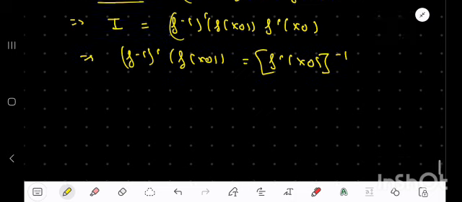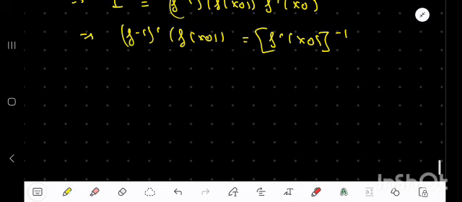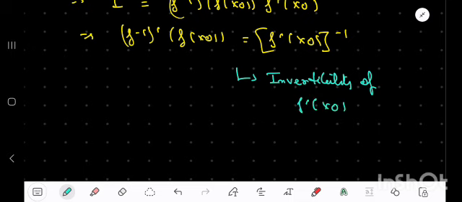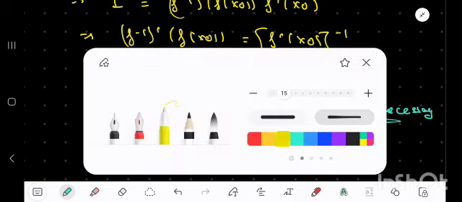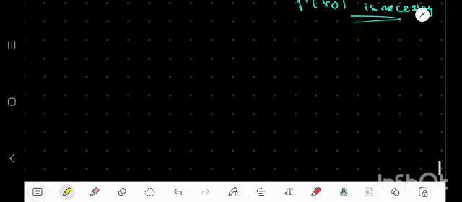And we can easily see from here, as a slight remark, that invertibility of the linear transformation f prime at x naught is necessary. Otherwise this step would not be possible. Fine. Now we make the adjustments. How do we make the adjustment?